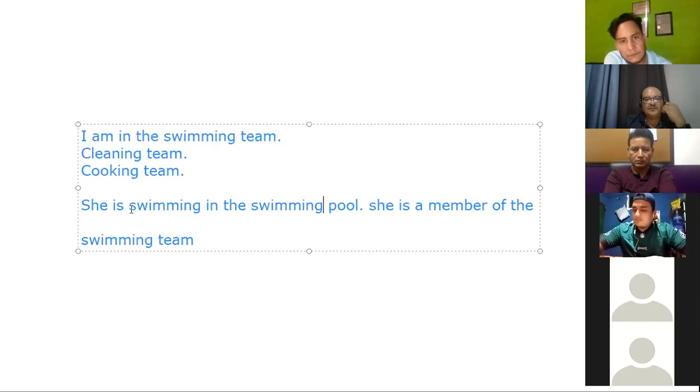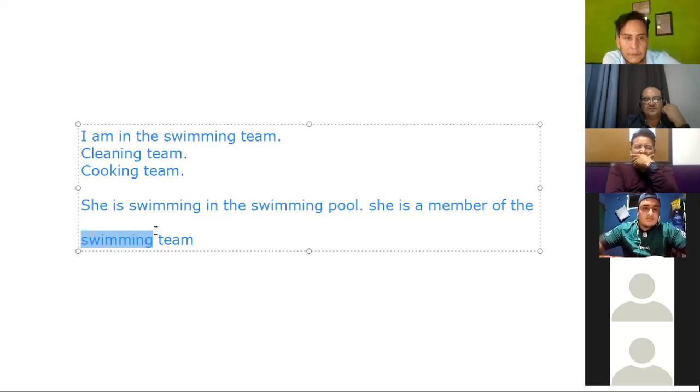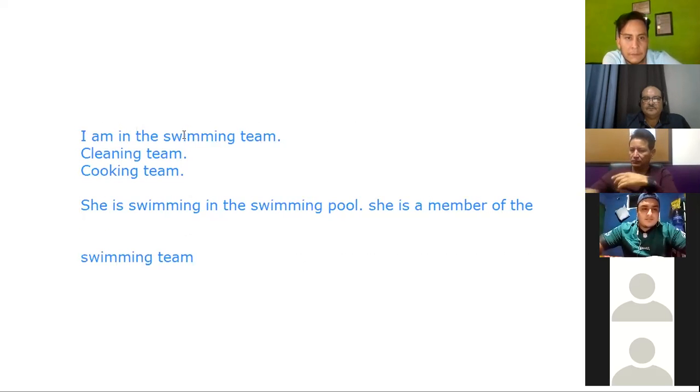But you see here, for example, three different forms. She's swimming. This is the gerund, the present progressive. She's swimming in the swimming pool. Here it appears as part of the noun, and she's a member of the swimming team. And this one is like the adjective to speak about the team. So that's why you see different forms of swimming.